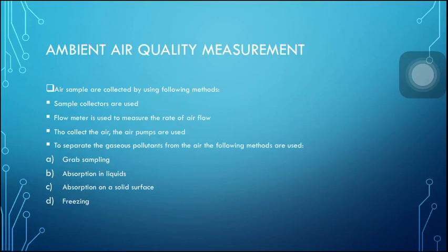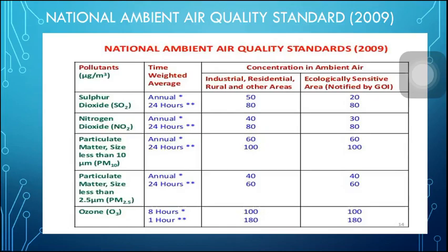Fourth is freezing. To separate solid pollutants, the following methods are used. Sedimentation in the dust jar, high volume filtration by using a high volume sampler, tape sampler, electronic precipitation and thermal precipitation. Now let's move towards the next point, that is National Ambient Air Quality Standards.